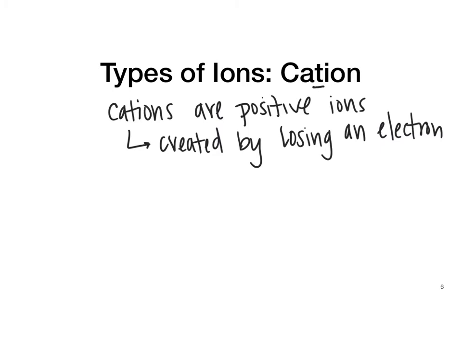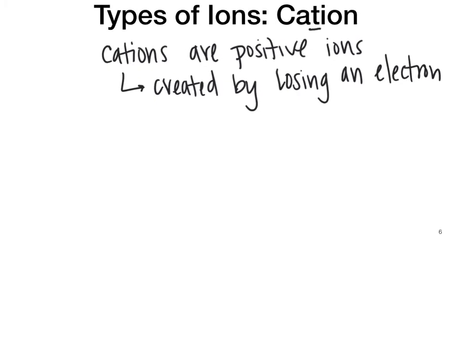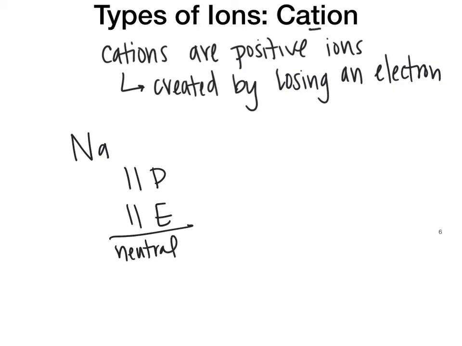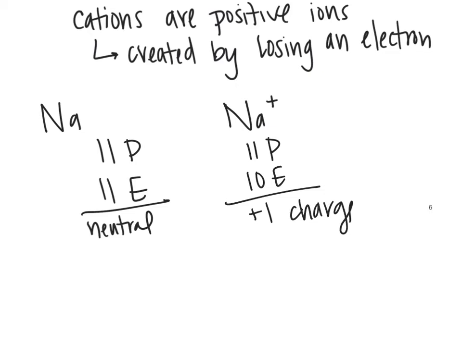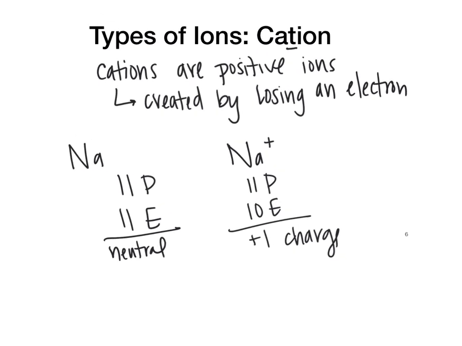So a cation, if we think about sodium, it has 11 protons and 11 electrons, and that makes it neutral. When we think about sodium plus, it has 11 protons and just 10 electrons, which gives it an overall +1 charge. And so the positive ions are considered cations. I remember that by looking at the T in the middle.